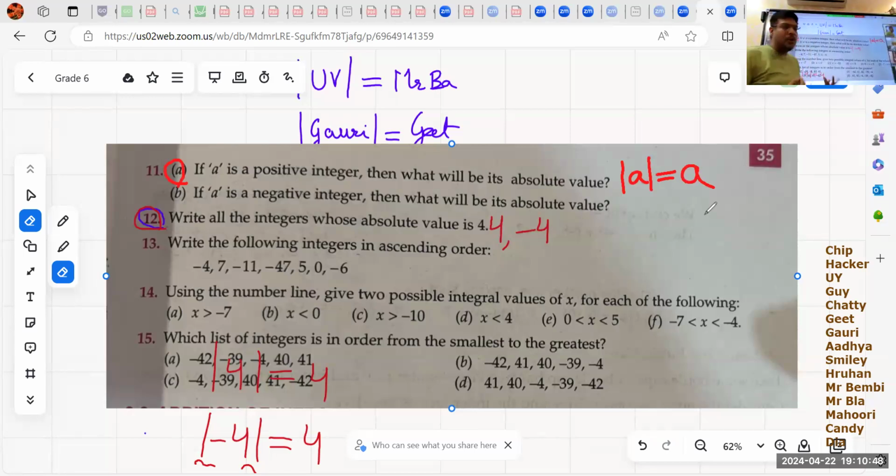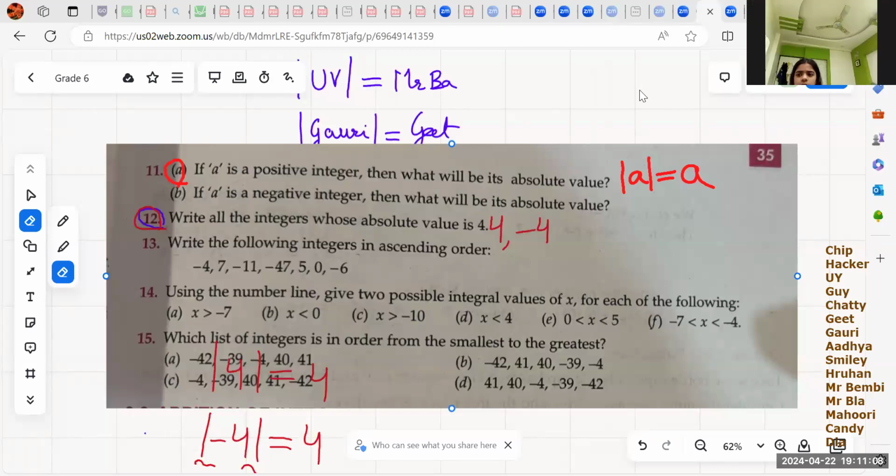Because it is positive, like if it is 5, it will remain 5, if it is 7, it will remain 7. If it is 10, it will remain 10 only. Right, guys? Yes, sir.